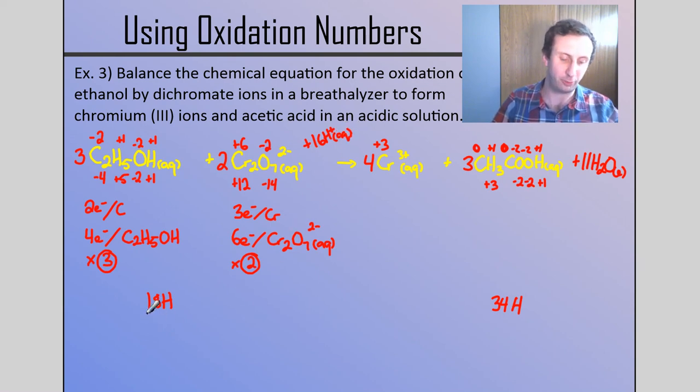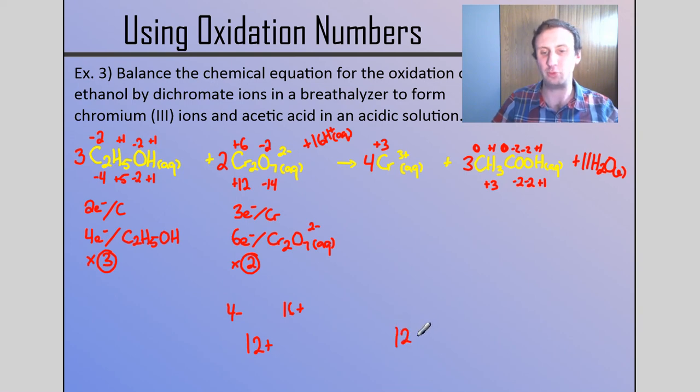Now let's take a look at our overall charge just to double check our work. On the left-hand side, this doesn't have a charge. This has a charge of 4 negative, and then I have 16 positive here. So that gives me 12 positive for an overall charge in reactants. In the products, I only have one thing with a charge, which is the 4 chromium 3 ions, so that gives me 12 positive on the right. I feel confident that this is a good solution because the charges equal out on both sides. That was a tough one.